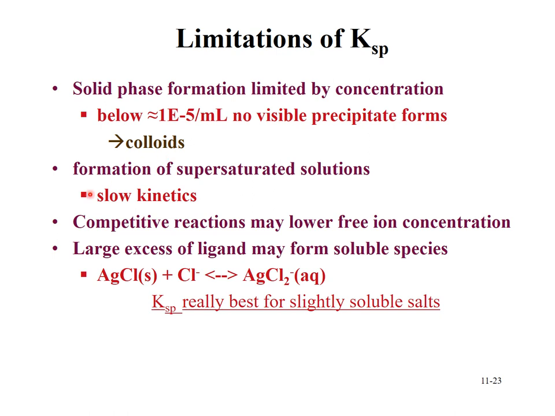And often you can have the formation of other species that aren't considered in the KSP. For instance, with silver chloride, if I have excess chloride, I can form an anionic soluble species. KSP values are really best for slightly soluble salts.